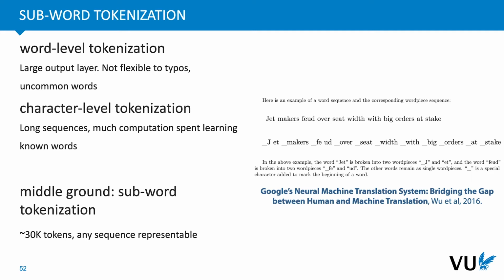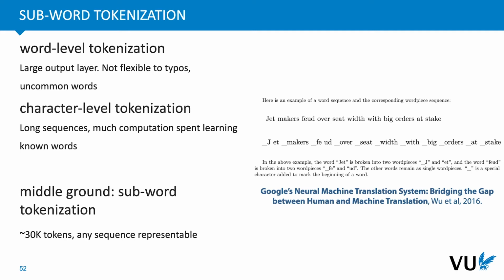A middle ground between these two approaches is subword tokenization, which allows us to define a vocabulary of around 30,000 words and still have every sequence that we can encounter be representable as an input sequence to the network. And what it looks like is something like what you see on the right here, where the sentence "jet makers feud over seat width with big orders at stake" is broken up not always into its constituent words, but for some relatively rare words like jet and feud is broken up into subword tokens. Whereas for more common words like makers, these become tokens in their own right.